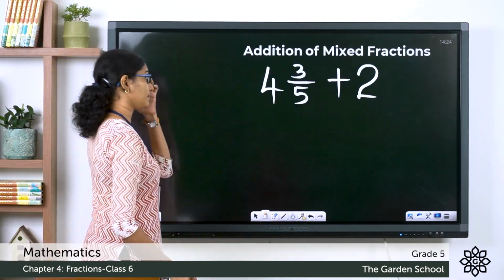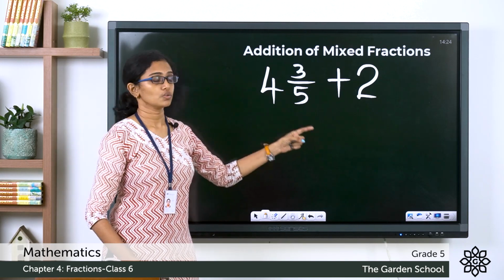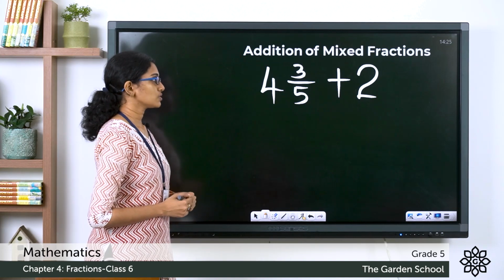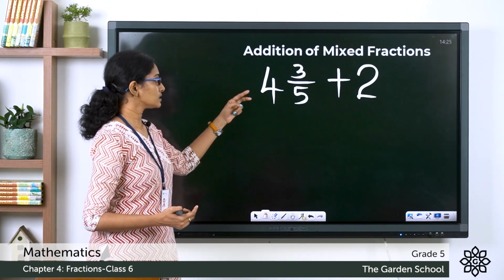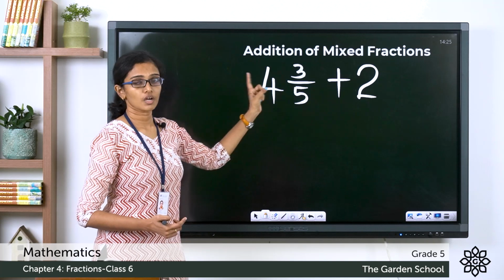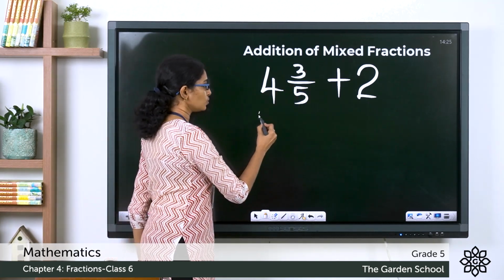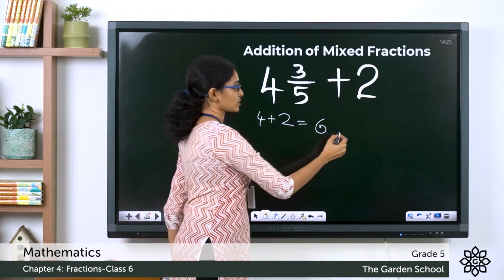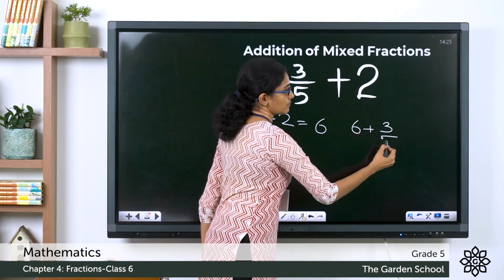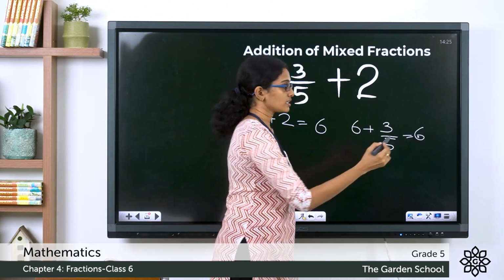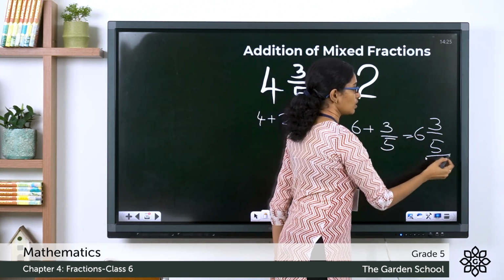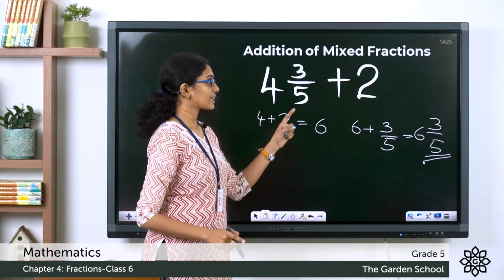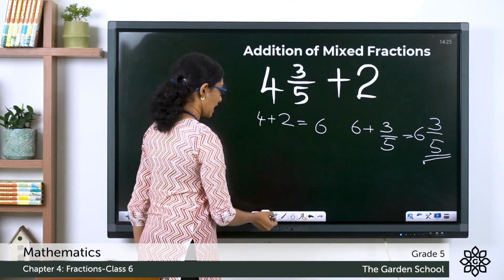Now, we'll see one more example. 4 and 3 by 5 plus 2. So, there you have one mixed fraction plus a whole number. In this case also, you can do this in two ways or two methods. Either you can add the whole numbers 4 and 2, which gives you 4 plus 2 is equal to 6. And then add the fractional part to it. 6 plus 3 by 5, which gives you 6 and 3 by 5. Or the other method is to convert this mixed fraction to improper fraction first and then do the addition. Let's see how we can do that.